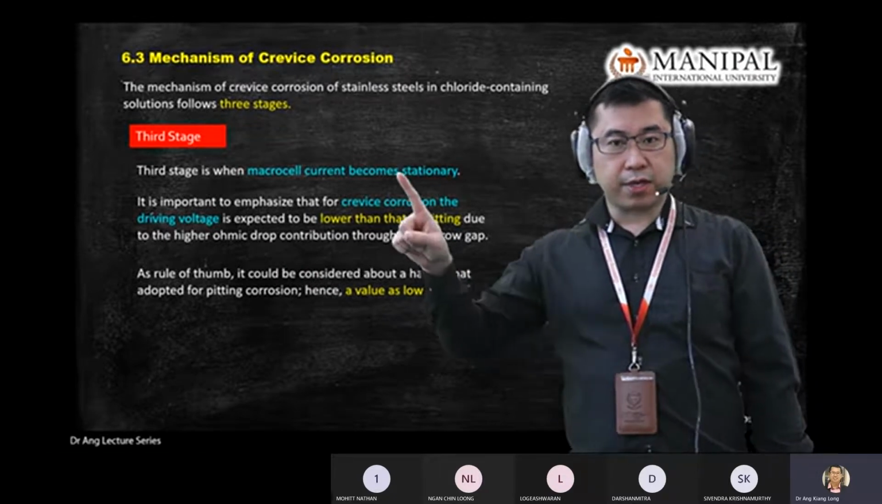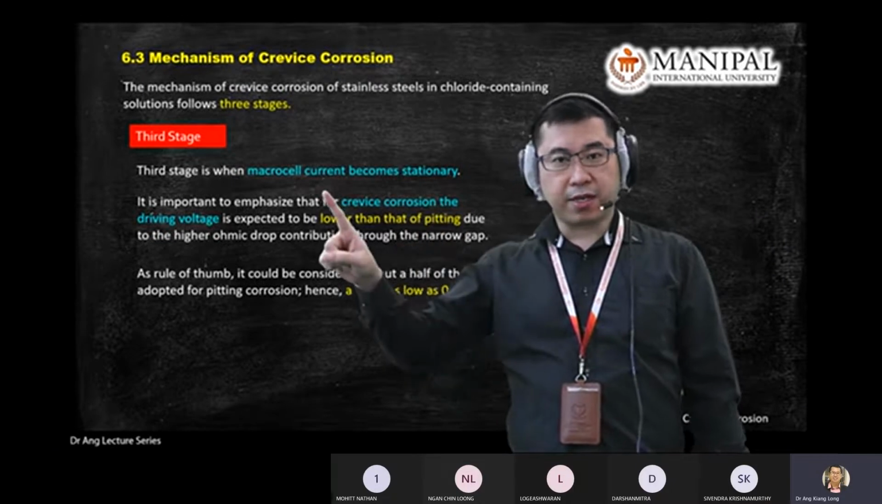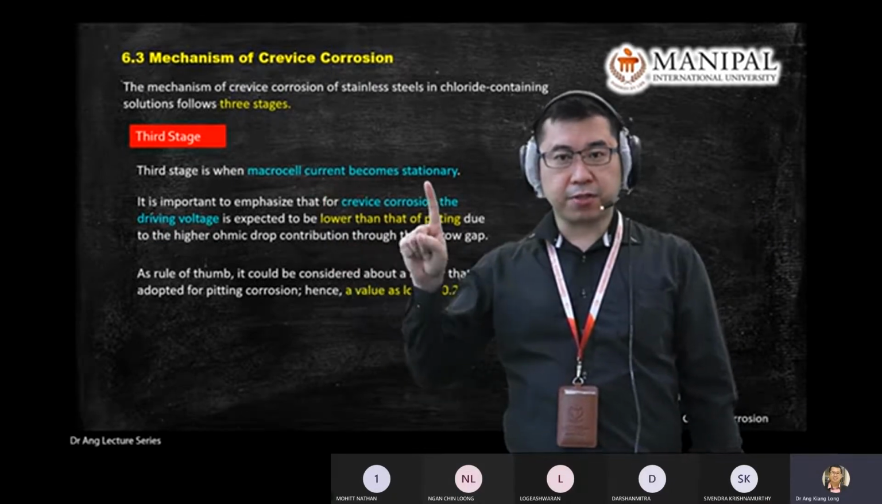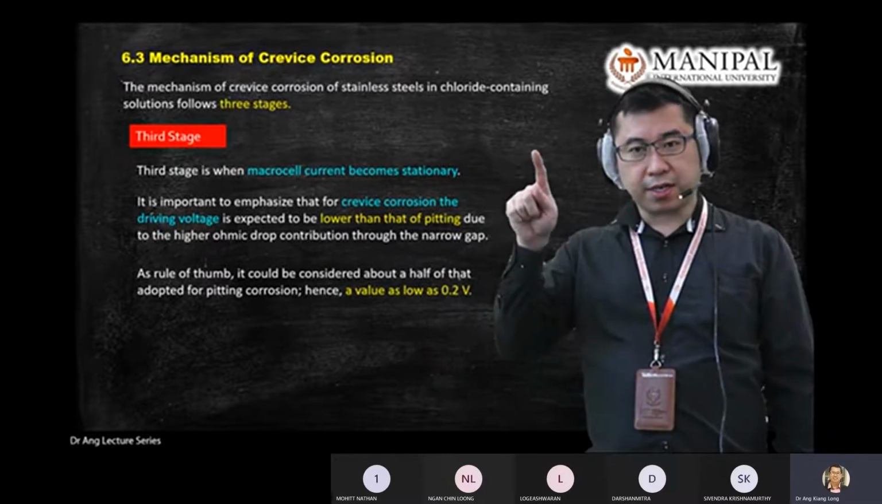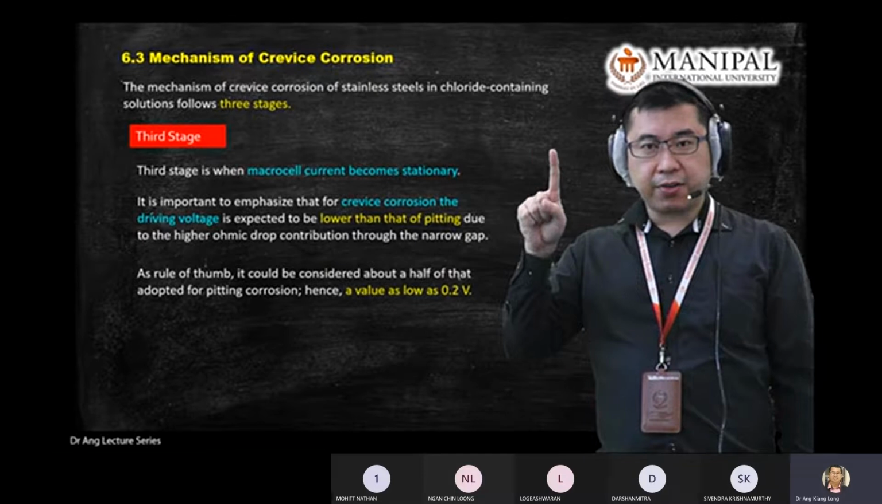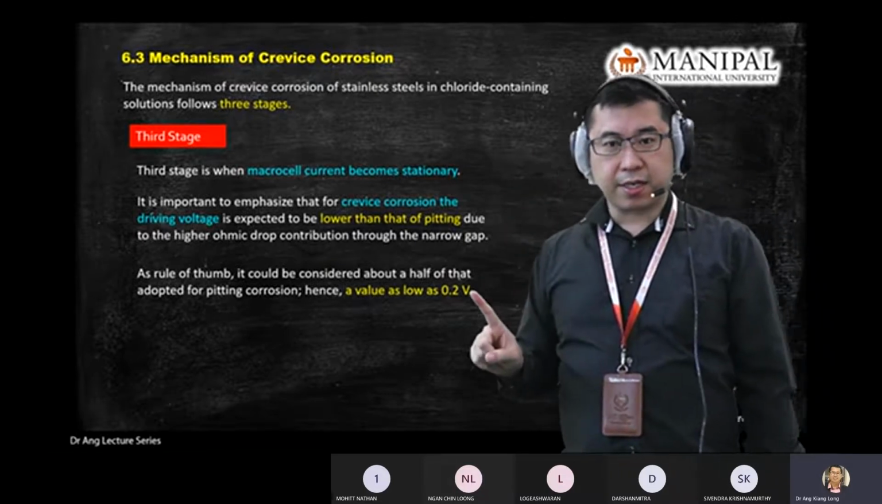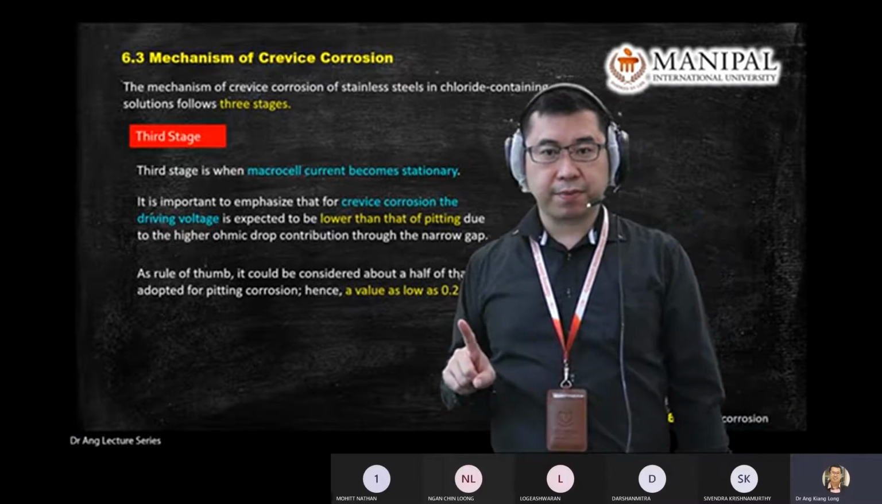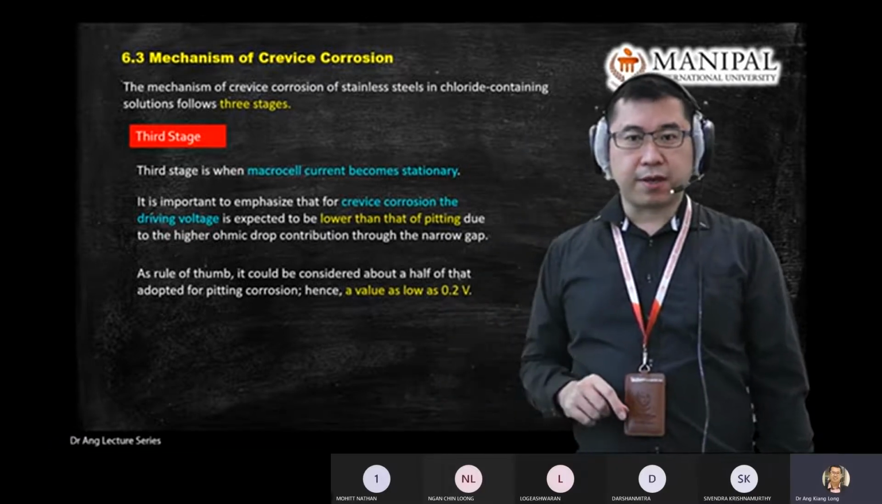This is when we say stage 3. When it reaches stage 3, the potential becomes stationary. You can say that once you see the E value in the Evans diagram becomes a straight line, it reaches stage 3. And the value can go as low as 0.2 volt, right?